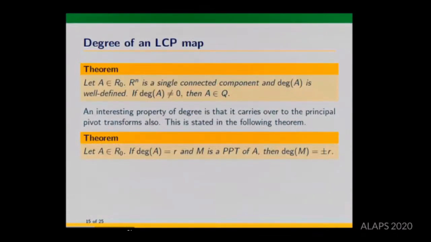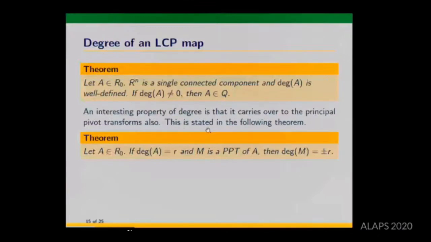Now, when we talk about the degree of an LCP map, one matrix class obviously comes into the picture, that is the R0 class. A matrix is said to be in the R0 class if LCP(0, A) has a unique solution, w equal to 0, z equal to 0, that is, it has only the trivial solution. So if A belongs to R0 and R^n is a single connected component, so degree is well defined, and if degree of A is not equal to 0, then A belongs to Q. This is a known result.